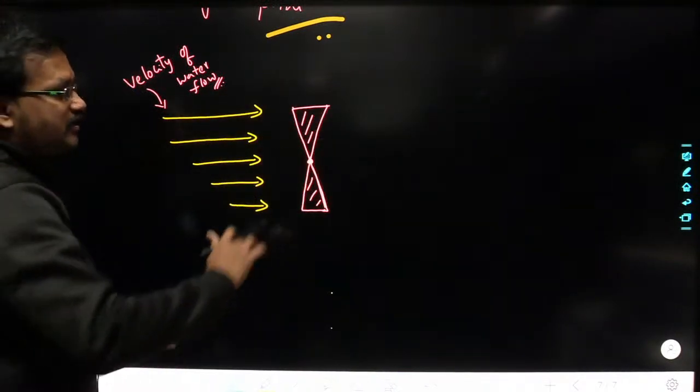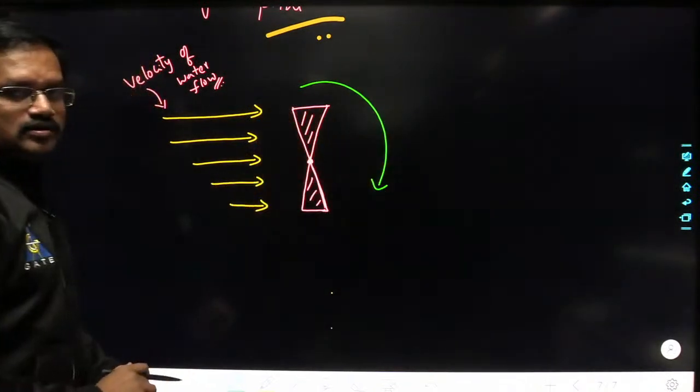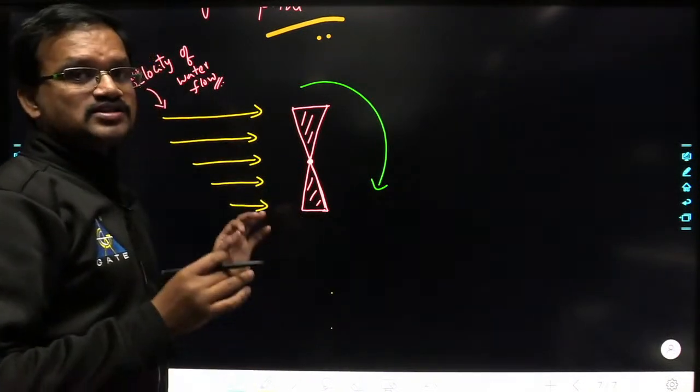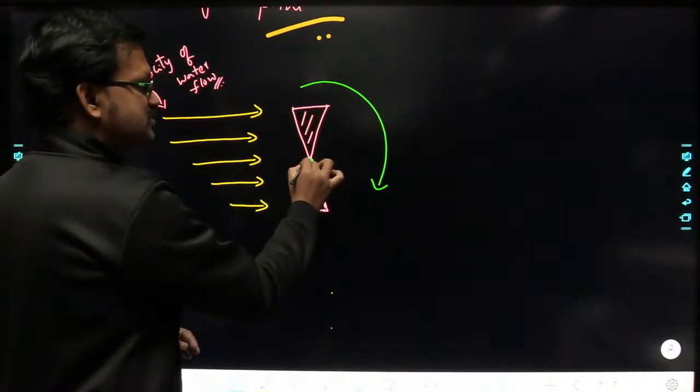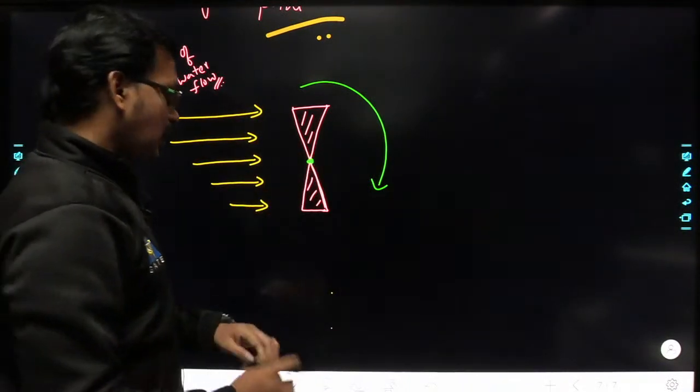In which direction does it tend to circulate? In a clockwise direction like this, yes or no? So that means this field is having what? It is having the circulation about this point. Understood? Okay.